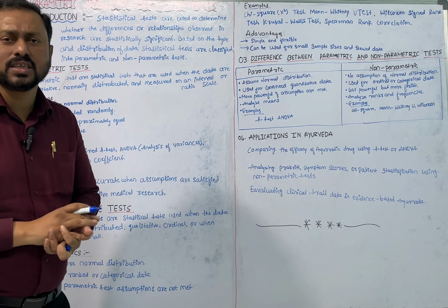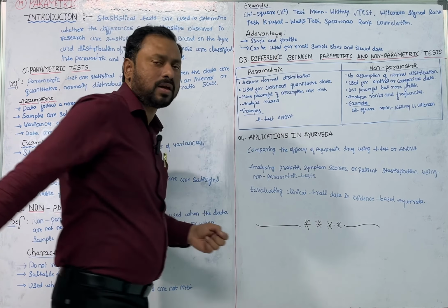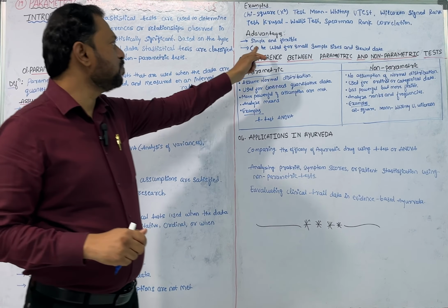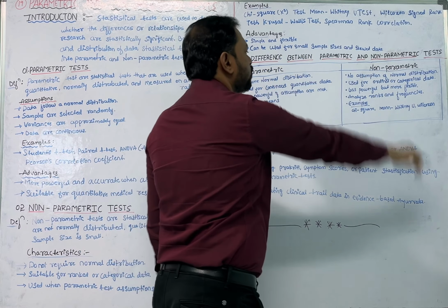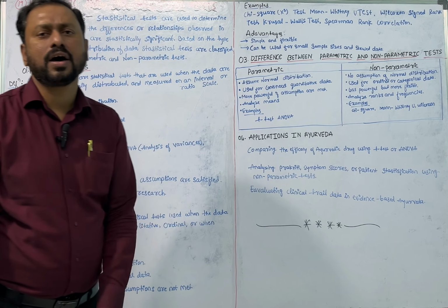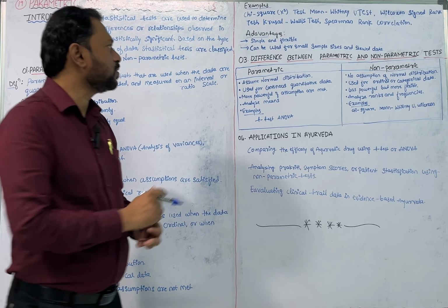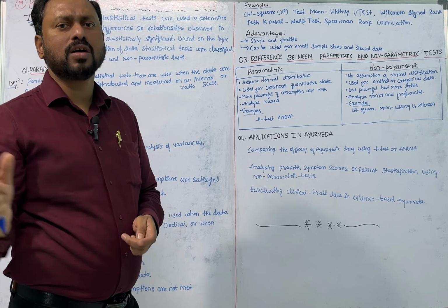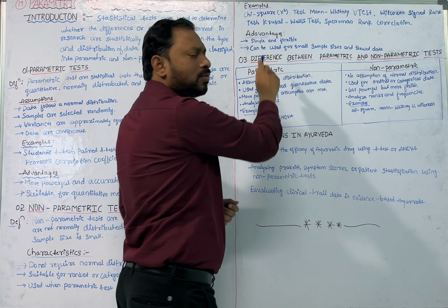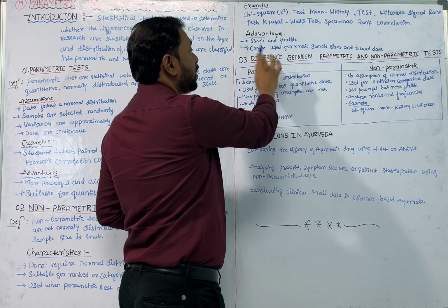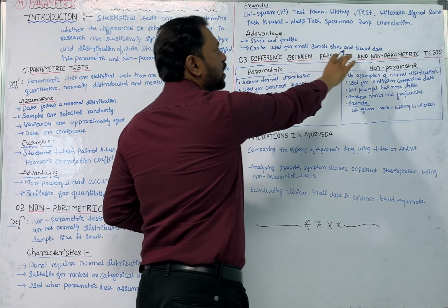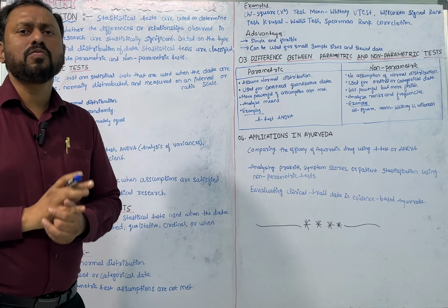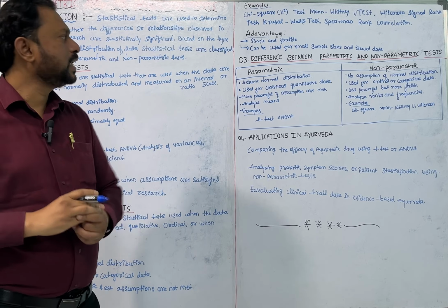Advantages: what are the advantages here? This is simple and flexible. It is very easy, you just have to put the data and we can take the result. It can be used for small sample size and uneven data. It means if you are taking only a few people's records, then this is considered one of the good tests for non-parametric, can be used for small sample size as well as skewed data. It means if the data is not evenly arranged, then we have to prefer the non-parametric test.